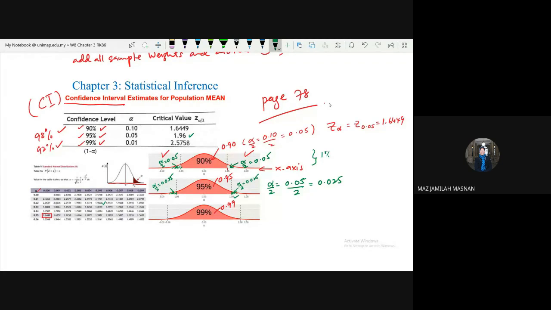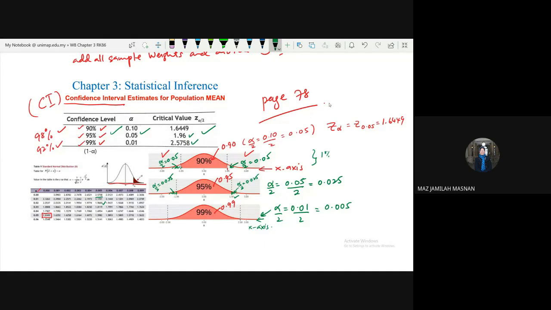The same goes for 99%. For 99%, alpha is equal to 0.01, divided by 2, so you will have 0.005. So 0.005 gives 2.5758. That will be your critical value. So you know that your critical value is along the x-axis. Now, what is this for? We are going to use this alpha level, confidence level, and critical value to find our interval estimate.